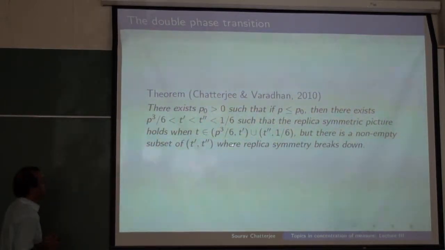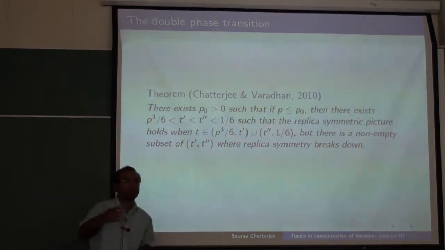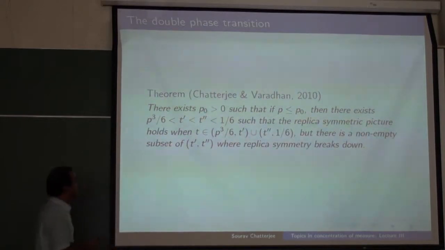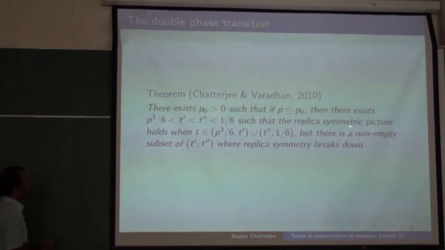Okay, so here's a double phase transition, for which I don't know an explanation. There is a P0, so that if you choose p less than P0, then there exist two numbers, t prime and t double prime, between p cubed over 6 and 1/6. 1/6 is the maximum density of triangles, because in the complete graph the number of triangles is n choose 3, which is like n cubed over 6. And p cubed over 6 is what you would expect in an Erdős-Rényi graph. So there are two numbers, t prime and t double prime, so that the replica symmetric picture holds if t belongs to this range or if t belongs to this range. But there is a non-empty subset here where the replica symmetry breaks down.